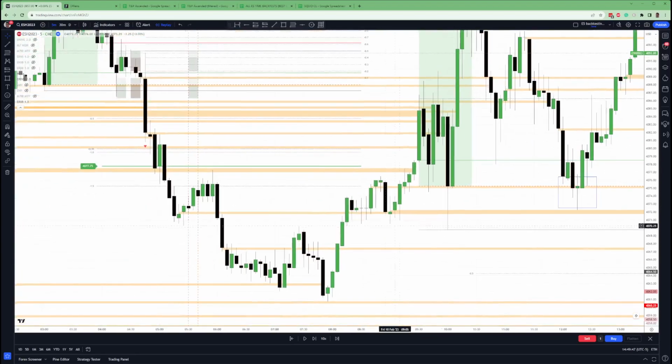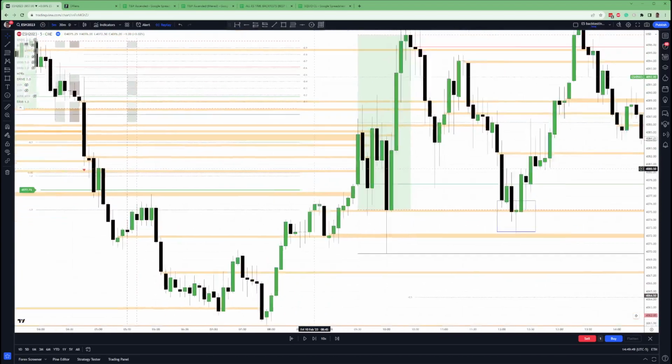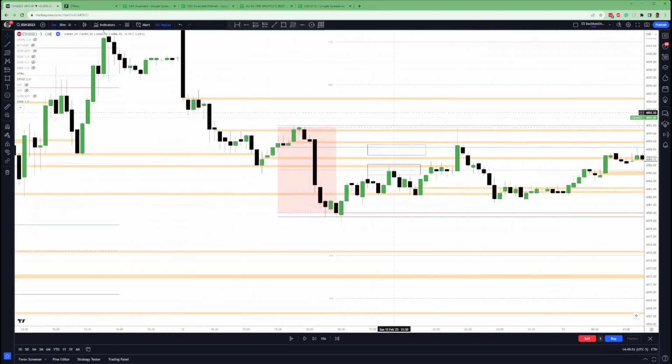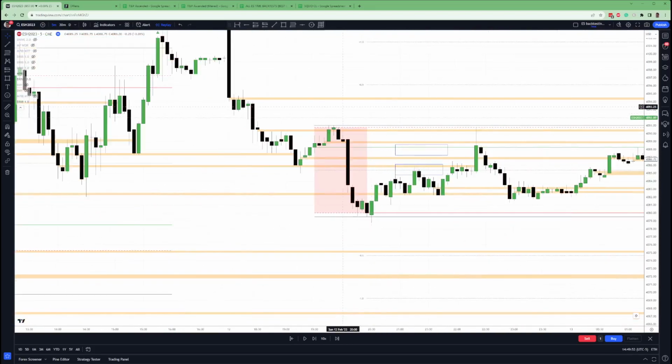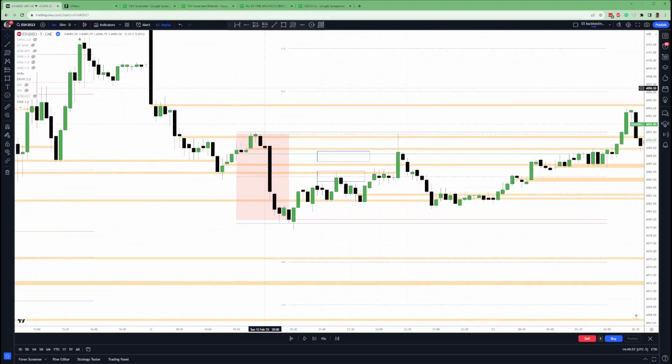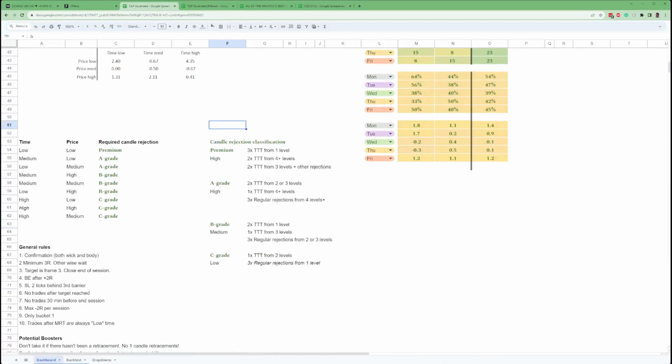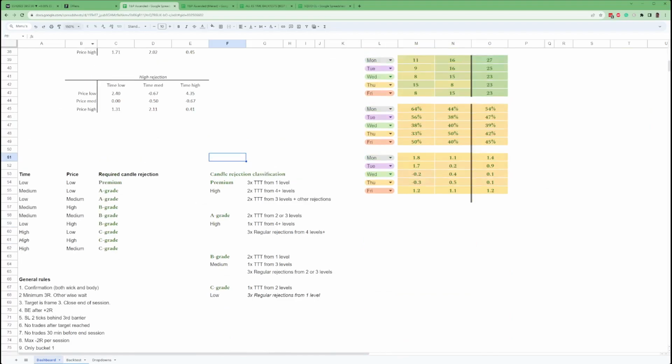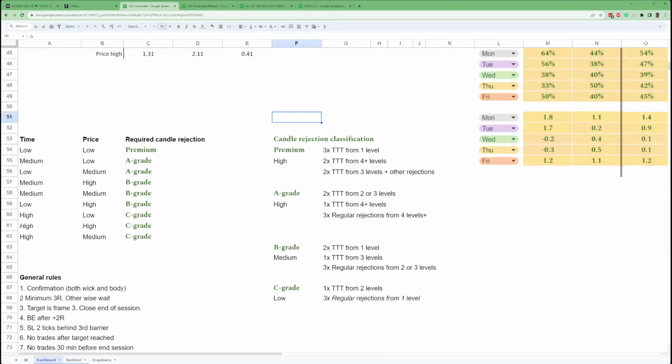So that's how I went through all of these historical examples to try to make a sort of classification system of when we're talking about a very good rejection and when it's just mediocre. And in the end, I came up with the following classification. So let me zoom in on this.